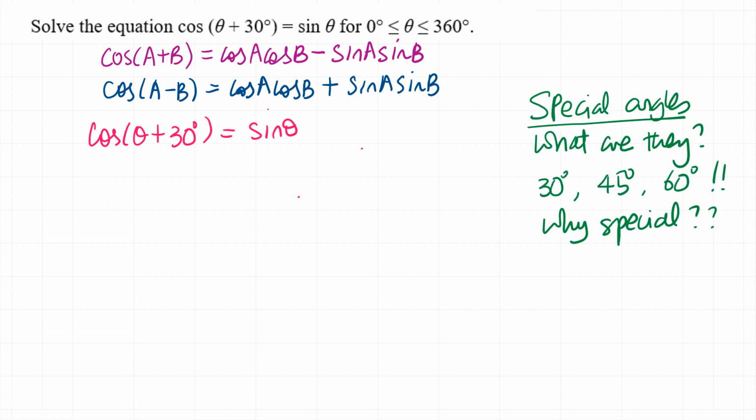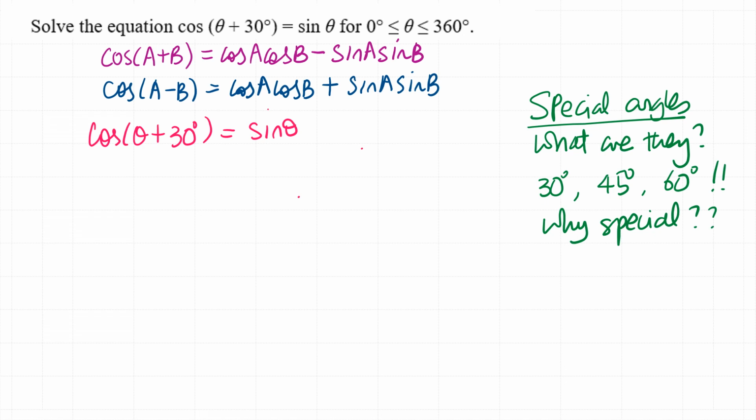Before we use the addition formula, let's talk about some special angles. What are the special angles? They are 30, 45, 60. Why are they called special angles? They're called special because when you use your calculator to evaluate the trigo ratio of these three angles, the answers you get will be either a rational number or you can express it in surd.